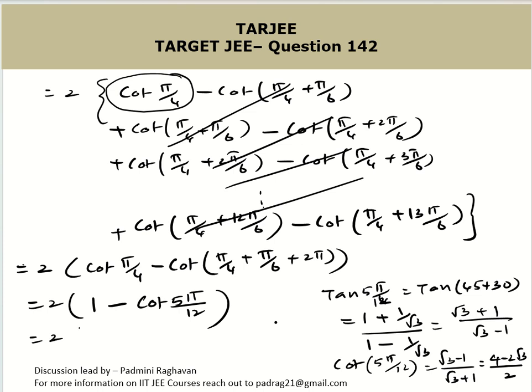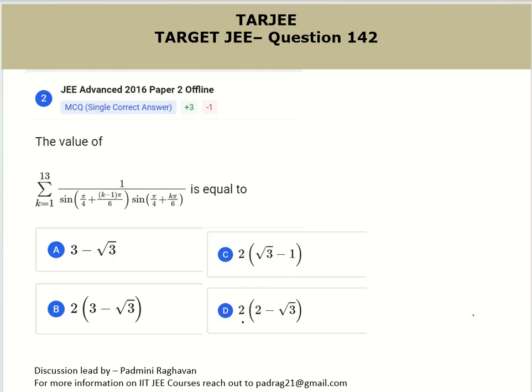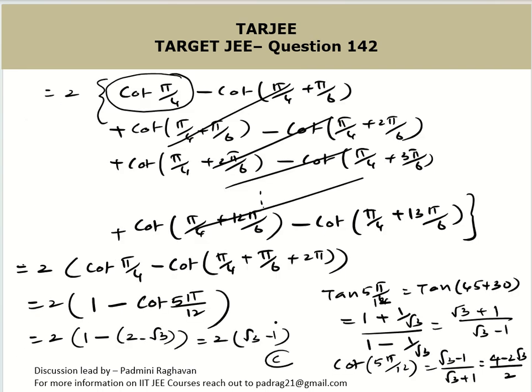So my answer is going to be 2 times 1 minus cot 75, which is 2 minus root 3. Yeah, 2 minus root 3. When I open the bracket, I am getting 2 times root 3 minus 1. Let's just see if this option is available. 2 times root 3 minus 1, which is nothing but option C. So the answer to this JEE Advanced level question is option C.